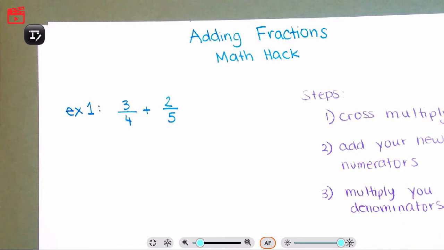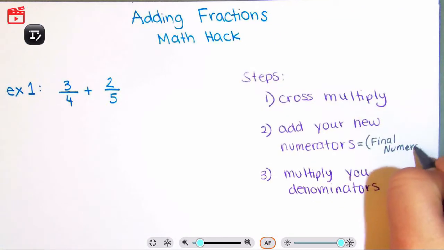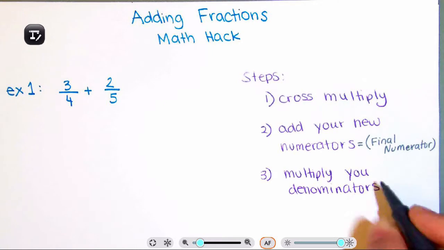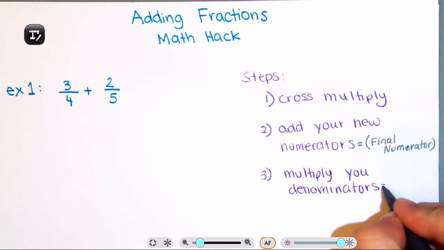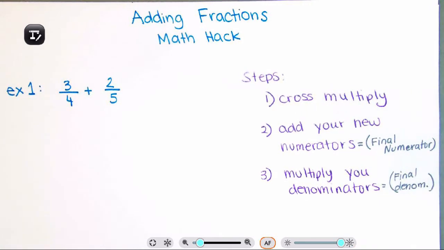So this right here, I want to clarify. After you add your new numerators, that equals your final numerator. You can't see that, excuse me. And then after you multiply your denominators, that equals your final denominator. So let's see how that works out.